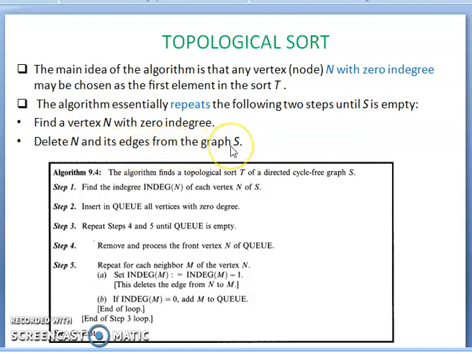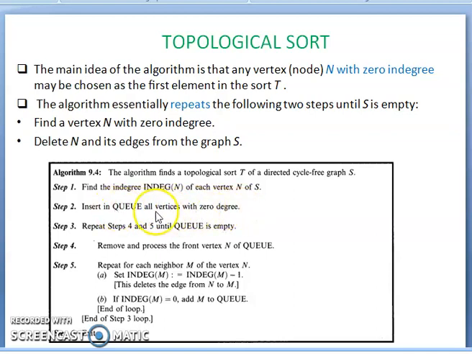And the in-degrees of the destination vertices may be changed. That is the topological order. So for this algorithm, there are several steps. The first step is to find the in-degree of each and every vertex n of the graph S. So from this graph, find each and every vertex's in-degree and insert into Q all vertices with zero in-degree.